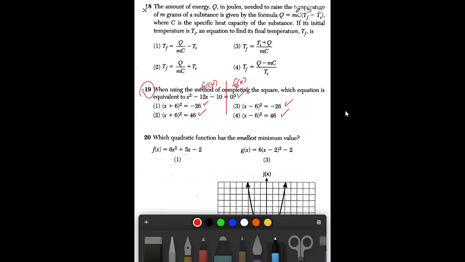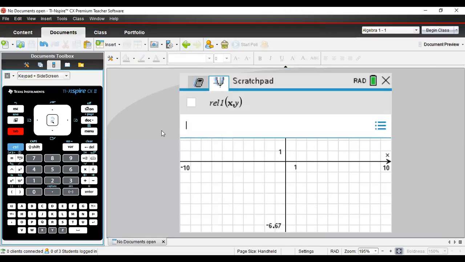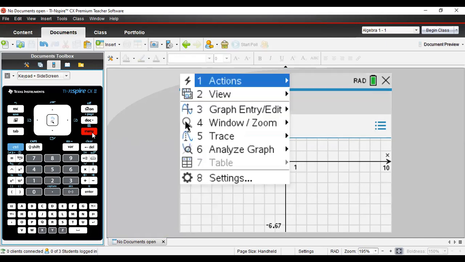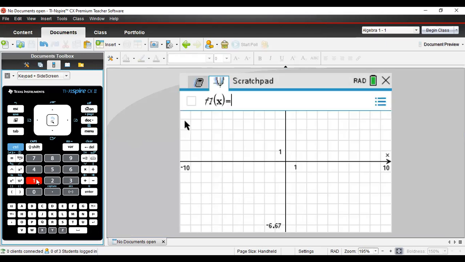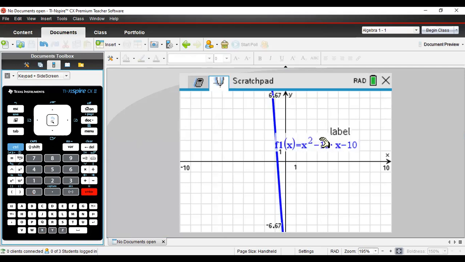All right, so first thing, tab. This is set up as a relation. I must have used it before. I want this to be a function, so I'm going to go menu 31. It's back in function mode. And I'm going to enter the left-hand side of the original equation. So it's going to be x squared minus 12x minus 10. Press enter. Boom, that's done.